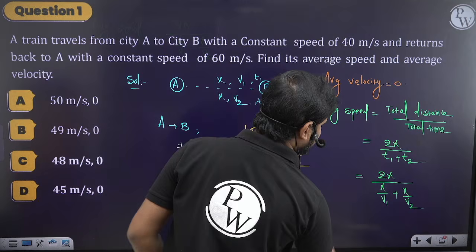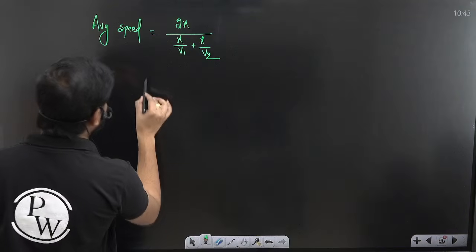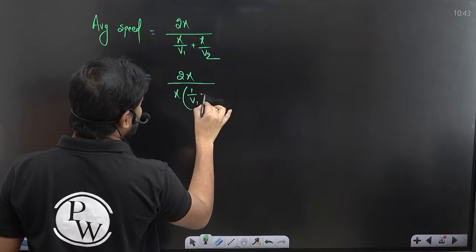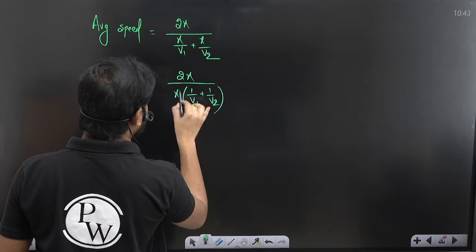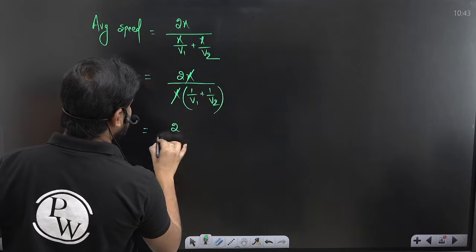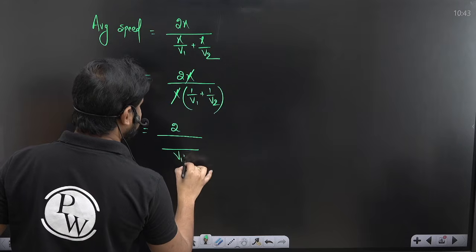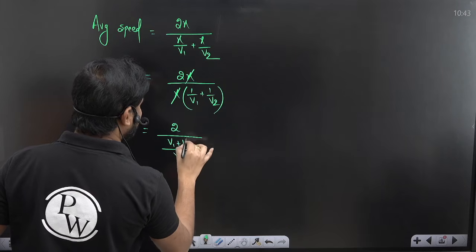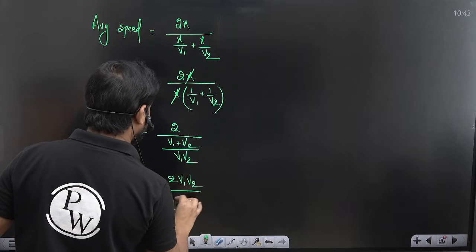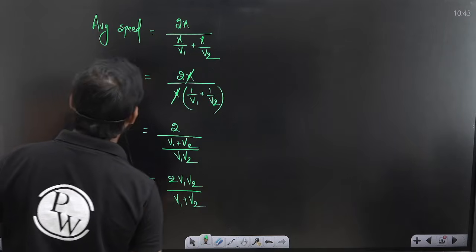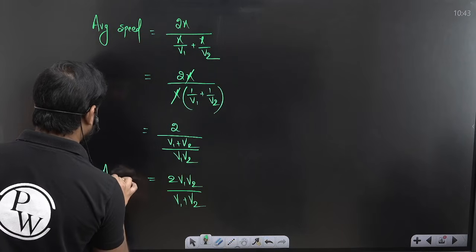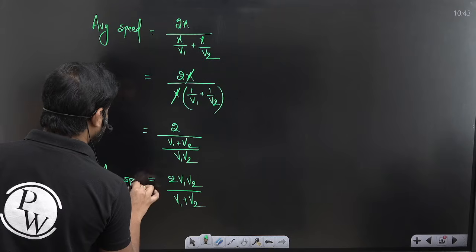Yes, x by v1 plus x by v2. Now 2x by, I am taking x common, so 1 by v1 plus 1 by v2. So here x gets cancelled. From here I can write 2 by, here v1 v2 is the LCM, so we can write v1 plus v2, and send this v1 v2 upside. So 2 v1 v2 by v1 plus v2. This is the average speed.